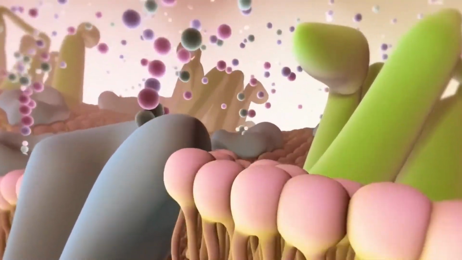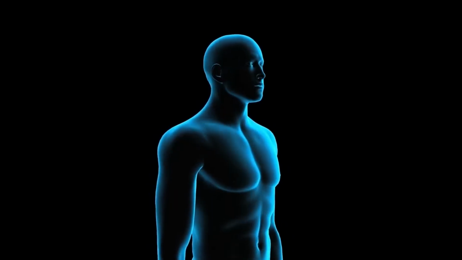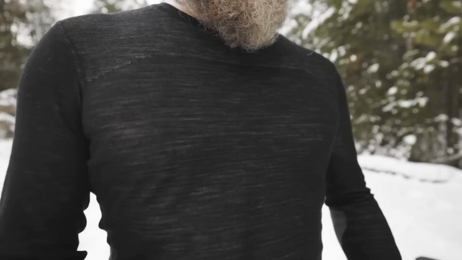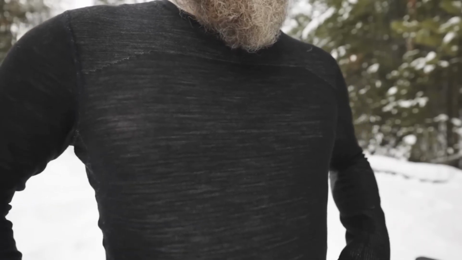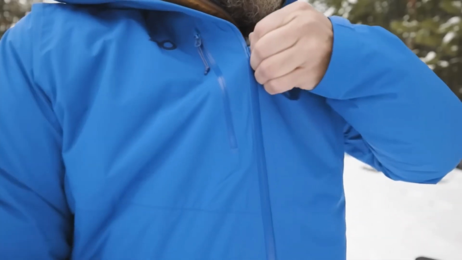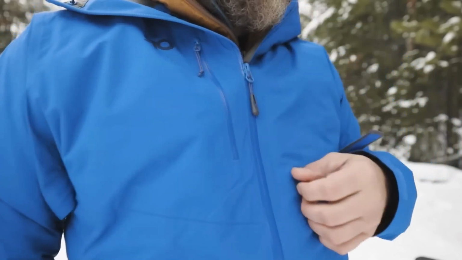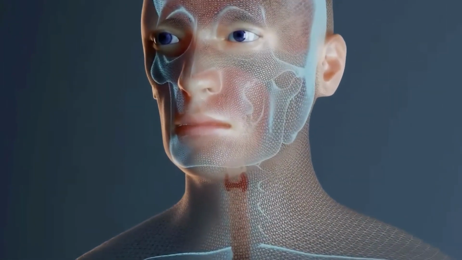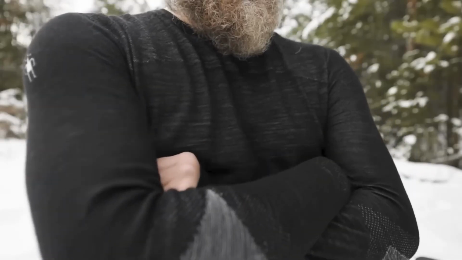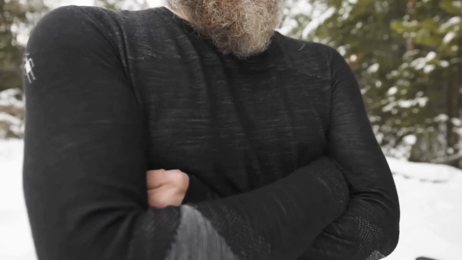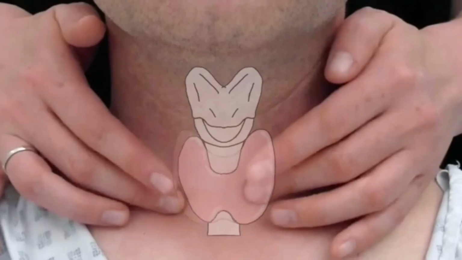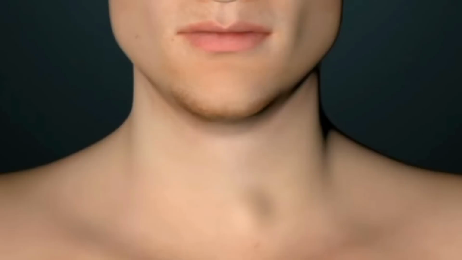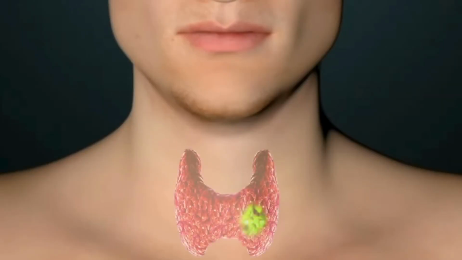There are 4 common reasons for thyroidectomy. 1. Thyroid cancer. 2. Thyroid nodules, benign tumors that are not cancerous. 3. Goiter, an enlarged thyroid that can compress the trachea, causing difficulty breathing. 4th, hyperthyroidism, overactive thyroid producing excessive hormones, which can harm the body. Other medical conditions may also require thyroid removal.